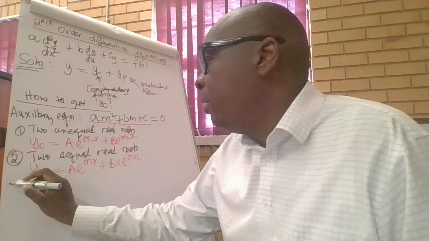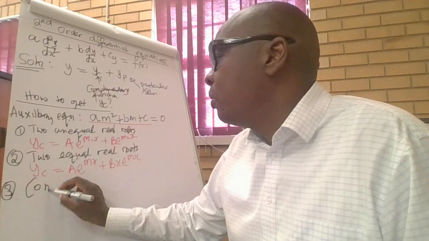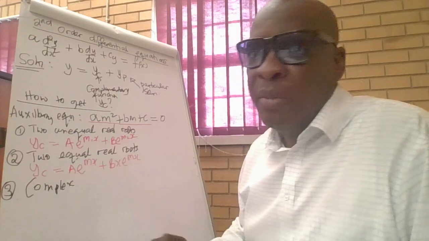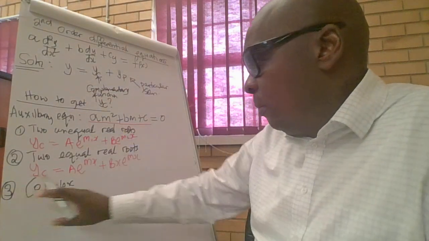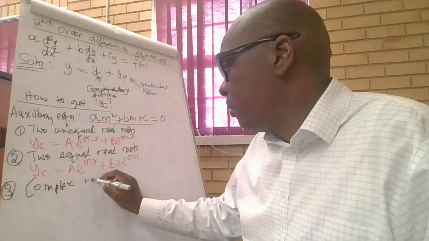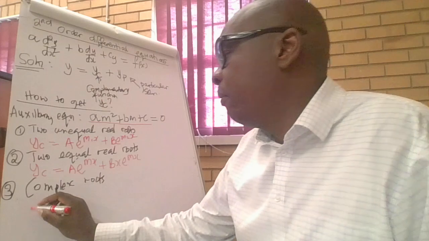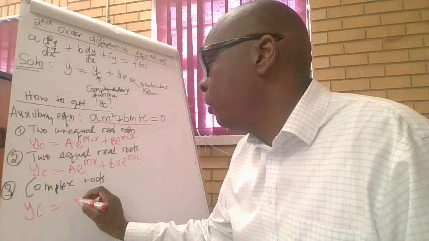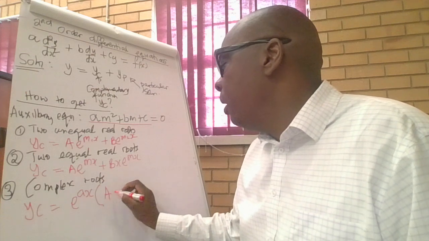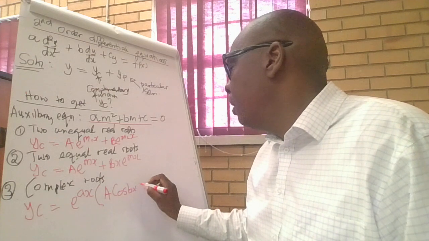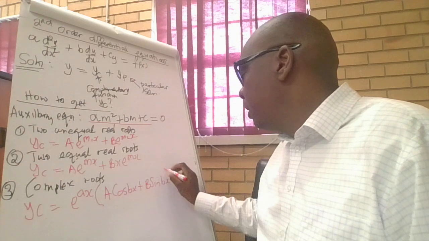And number three, you may find that you can get what we call complex roots, if you recall complex numbers from some courses earlier on. When you have complex roots, it follows that your yc is going to take the form yc is equal to e to the power ax into a cos bx plus b sine bx.